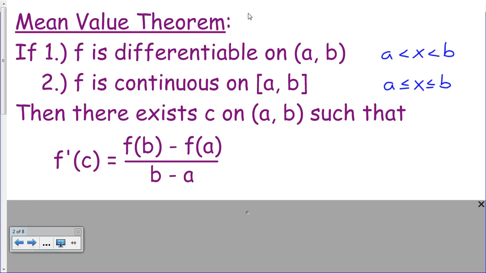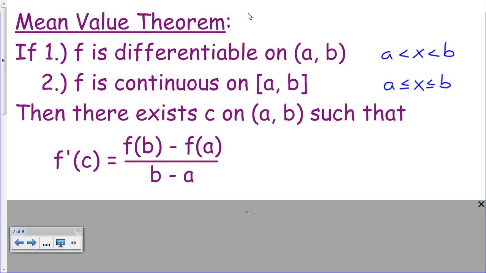So if we meet those two conditions, then the conclusion says there exists a point c on the open interval from a to b such that f prime at c, that would be the instantaneous rate that we're talking about in our objective, is equal to f of b minus f of a all over b minus a, which is an average rate. We were calculating those way back in chapter 1. So we're saying that at some point, our instantaneous rate, f prime at c, is equal to our average rate, f of b minus f of a all over b minus a.